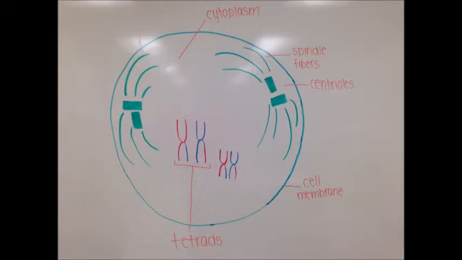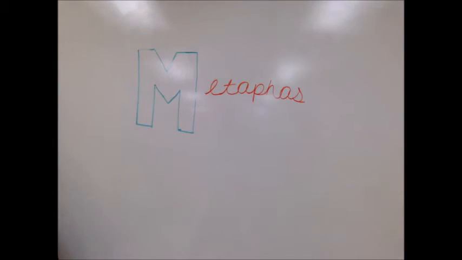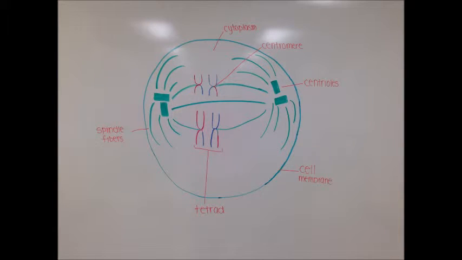Similarly to mitosis, the centrioles release spindle fibers that begin to grow towards the tetrads. The nucleolus and nuclear membrane break down, and centrioles begin to move to opposite sides of the cell. During metaphase 1, tetrads line up along the center of the cell, and spindle fibers attach to the centromeres. The same steps occur in mitosis, but with chromosomes.